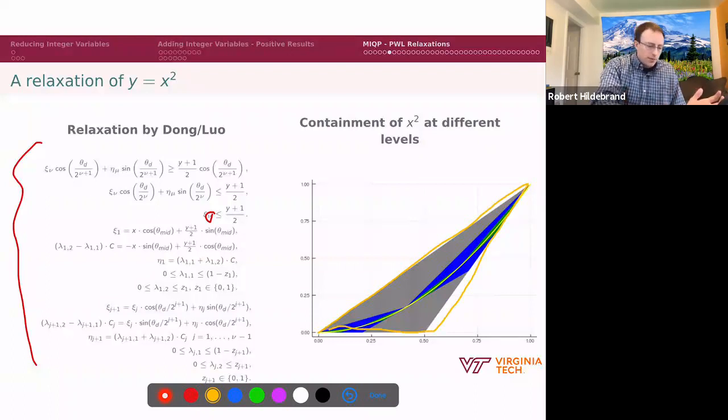But if you up the number of variables you're going to use, you can get a better or a tighter relaxation that has multiple disjoint parts. Okay. And then if you up the number of layers again, well, you can't really see the green, but there's another green layer in here that shows you have a very close approximation of y equals x squared.